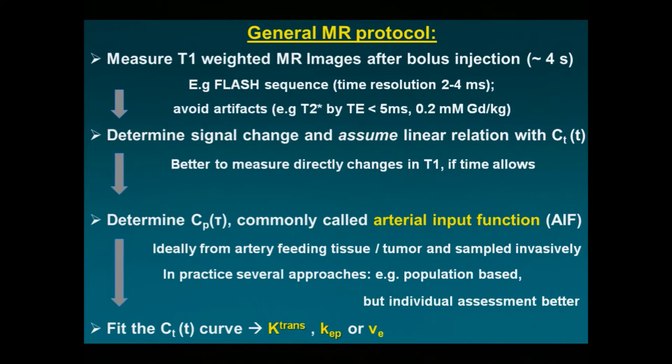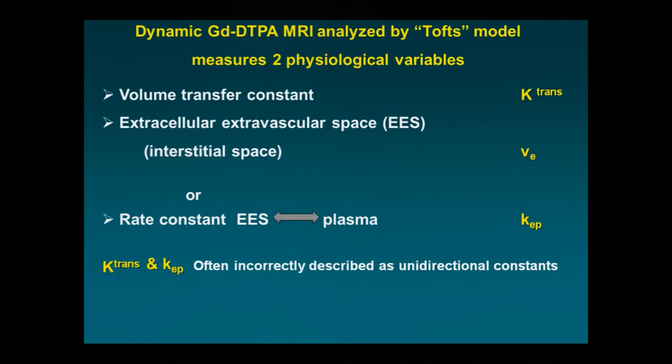So essentially you measure two physiological variables, that's also good to realize. You measure this Ktrans, or either the interstitial space or the rate constant Kep. What you sometimes see is that these rate constants Ktrans and Kep are defined as unidirectional constants, while actually they determine both the extravasation of contrast agent from the vessels into the tissue, as well as from the tissue back into the vessels.